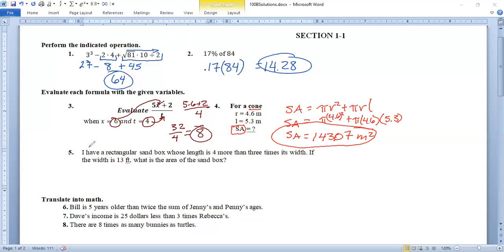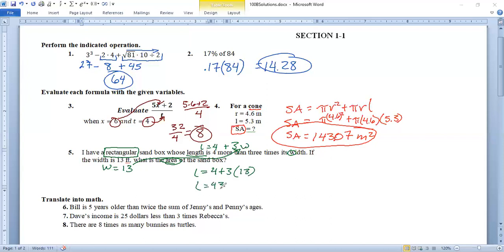All right, number 5. I have a rectangular sandbox, so we're going to be using the formula for a rectangle here, whose length is 4 more. So let's write this out. The length is 4 more than 3 times its width. There's the W. And the width is 13. What is the area of the sandbox? Let's find the length here. We know the width is 13, so we can stick that right up there, and we're going to get that the length is 4 plus 3 times 13. 3 times 13 is 39, plus 4 is 43.